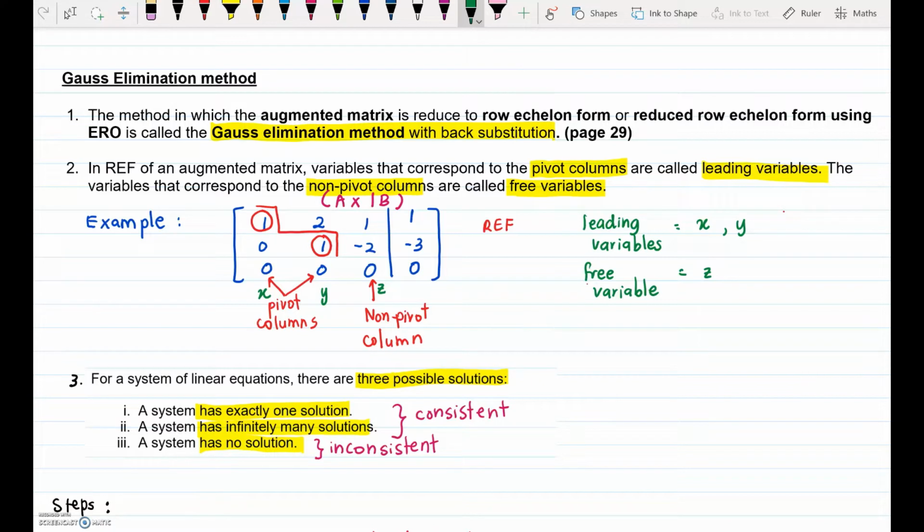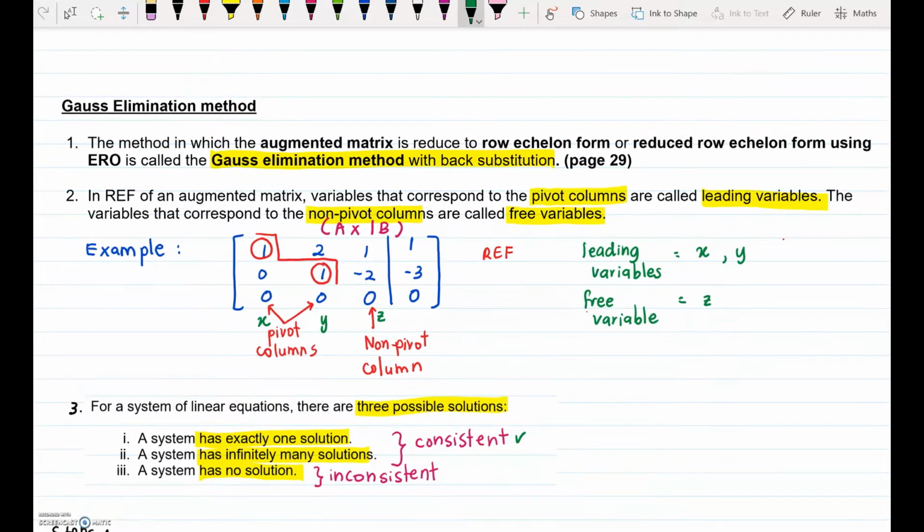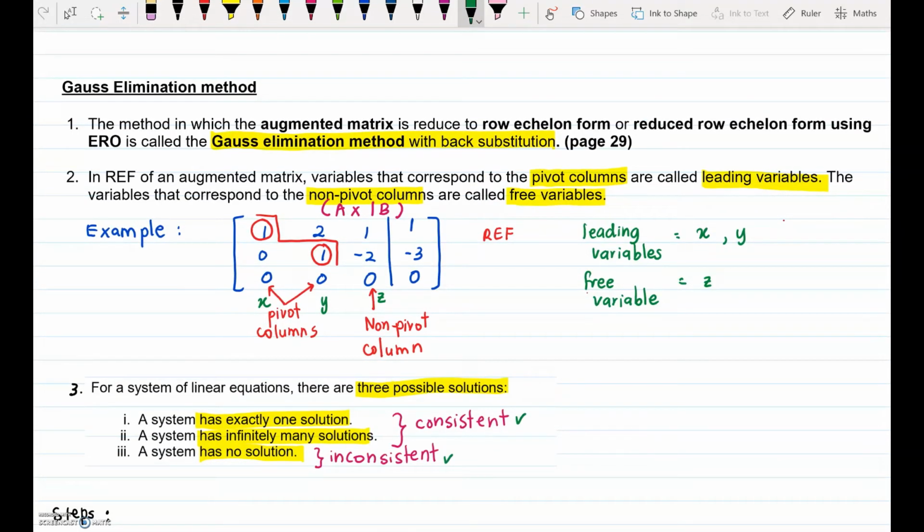Recall what we discussed before. For a system of linear equations, there are three possible outcomes. The system might have exactly one solution, infinitely many solutions, or no solution. If the system has exactly one solution or infinitely many solutions, we say that it is consistent, because it has solutions. If the system does not have any solution, then we say that it is inconsistent.